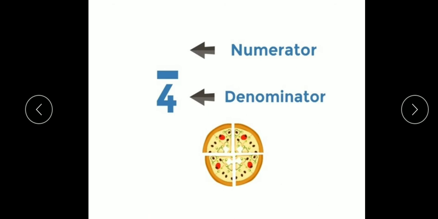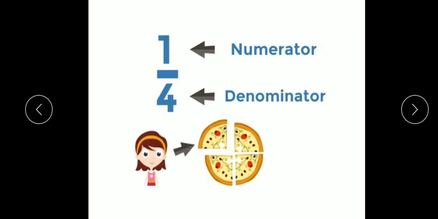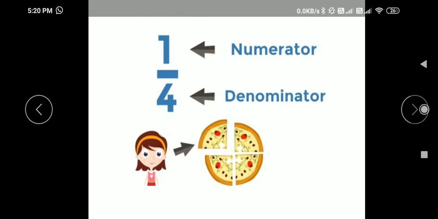So children, let's try this example. Let's divide the pizza into 4 parts. Since we divide this pizza into 4 parts, it means in total there are 4 parts. So in the denominator we write 4. Now let's say a girl Pooja wants 1 part of the pizza. So the numerator, or the top number, is 1 because Pooja is having 1 part of the pizza. So it means Pooja is having 1/4 of the pizza.